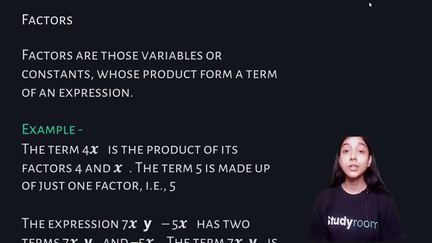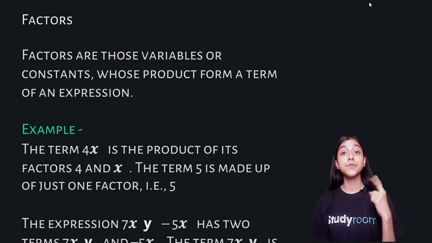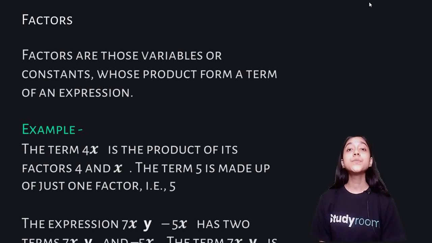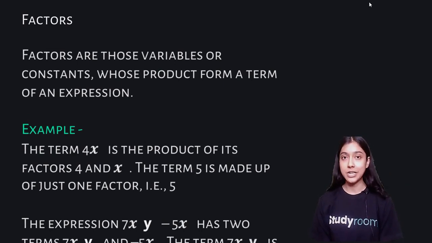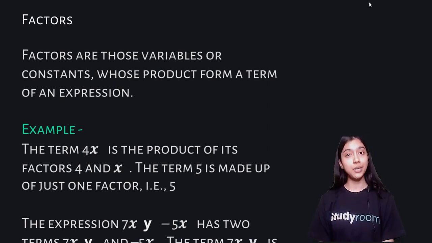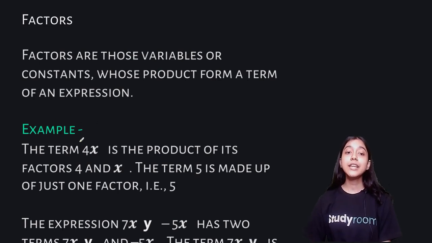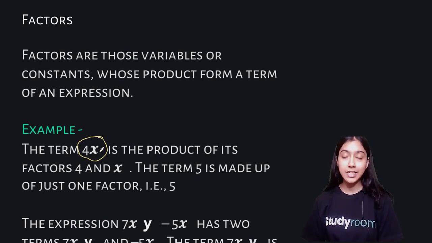Now that we have learned about terms, we will talk about factors. Factors are those variables or constants whose product makes a term of an expression. Let us understand this better with the help of an example. The example that we have over here is 4 times x. So this is a term of an expression.